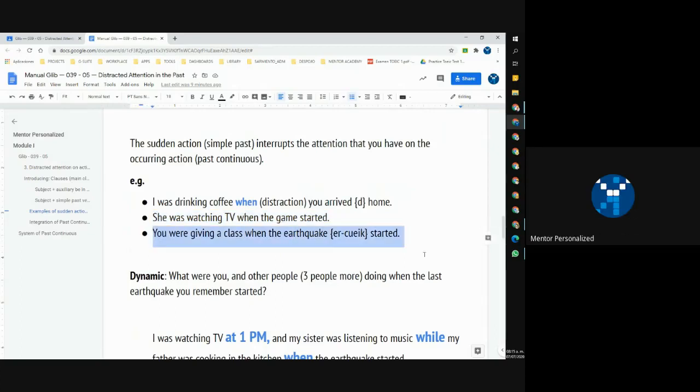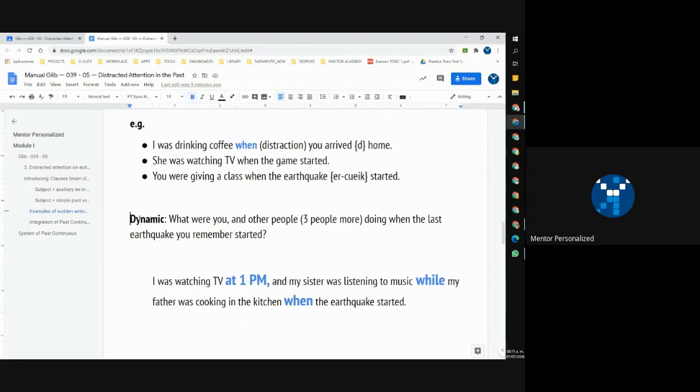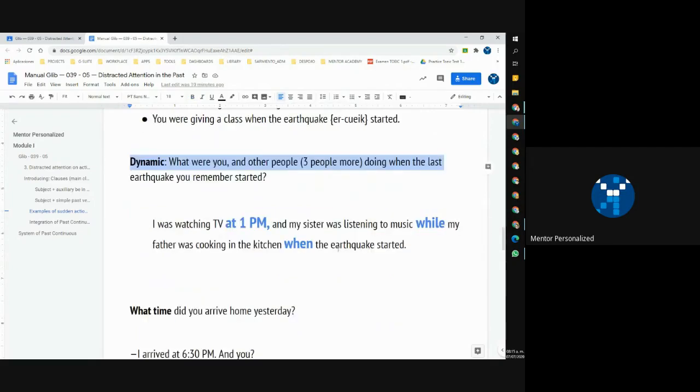Number 3. You were giving a class when the earthquake started. Repeat. The earthquake started. Very good. Okay, so we have a dynamic. What were you and other people, 3 people more, doing when the last earthquake you remember started? For example, we have this example here. I was watching TV at 1 p.m. and my sister was listening to music while my father was cooking in the kitchen when the earthquake started. Okay? The 3 actions were occurring at the same time. In this case, we will separate them.